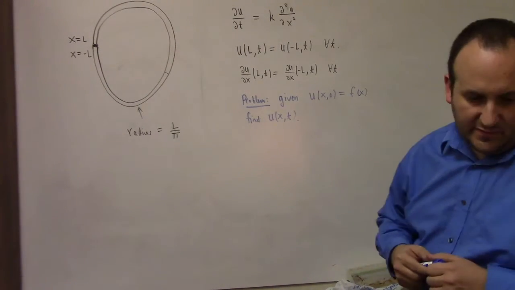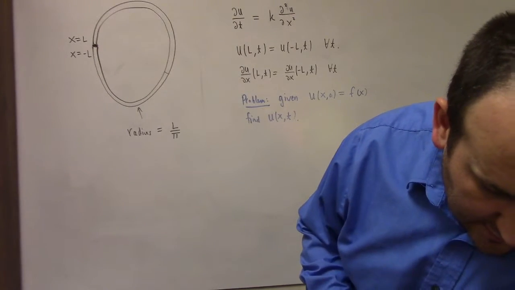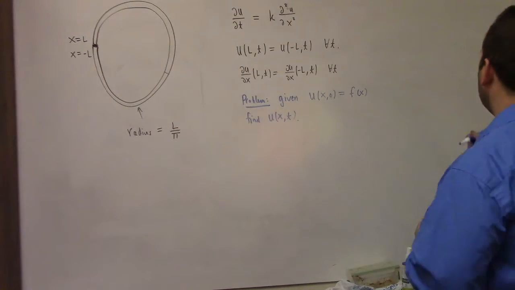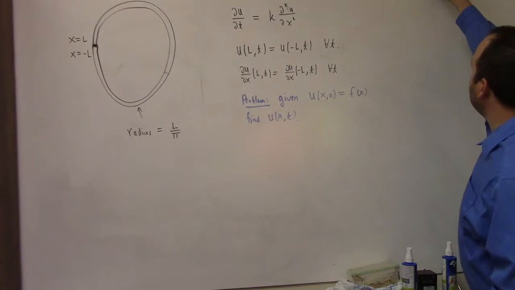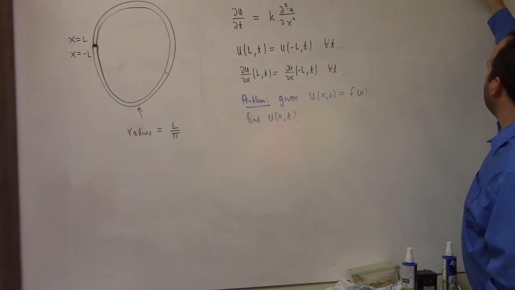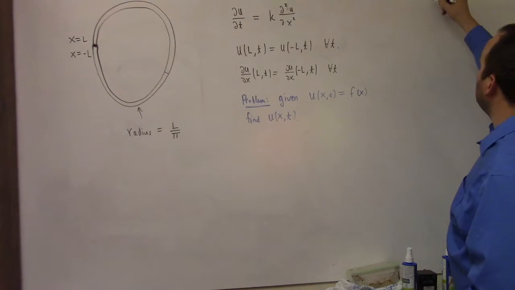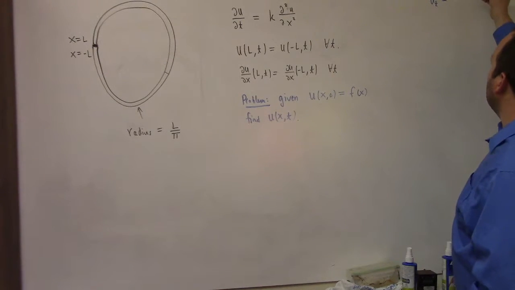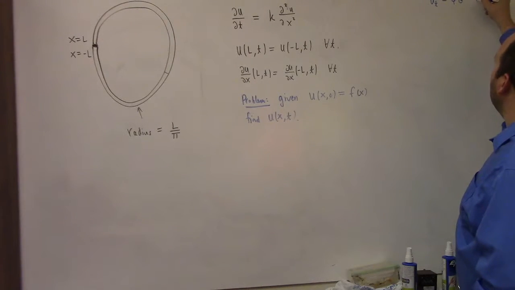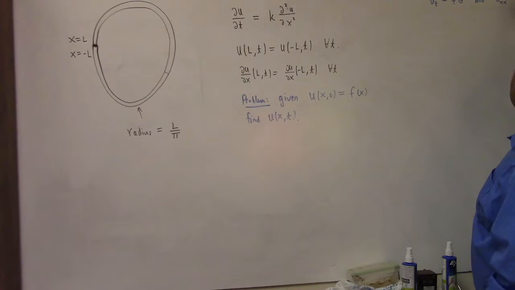To use Haberman's notation, he separates by phi times g. He lets u equal phi of x times g of t. So what's that tell you? That tells you u sub t is equal to phi g prime, and u sub x equals what?